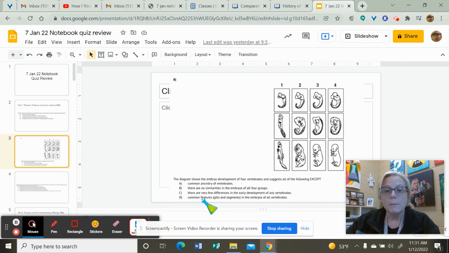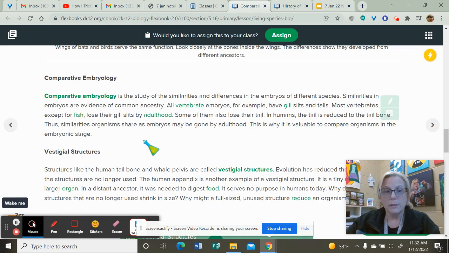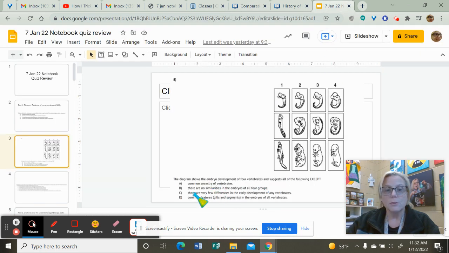Look at D. Common features, gills, and segments in the embryos of all vertebrates. Well, definitely, all vertebrate embryos have gill slits and tails. So all of those statements are true, but look at statement B. There are no similarities in the embryos of all four groups. That statement is false. Number one, because that was in a reading that we talked about. And number two, you can just see it right here that it's false because they look very, very similar.